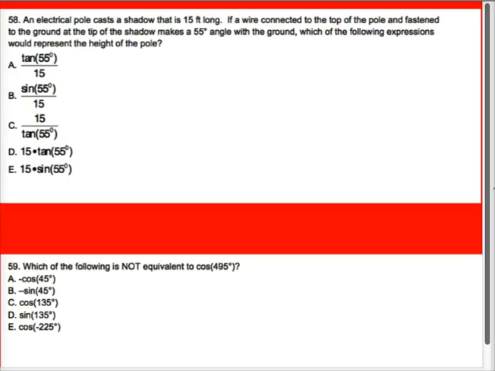All right, let's see what's happening for our next one. Here, an electrical pole casts a shadow that is 15 feet long. If a wire connected to the top of the pole and fastened to the ground at the tip of the shadow makes a 55-degree angle with the ground. So here, I'm going to draw a picture of what's happening. Here's my pole. It is creating a 15-foot shadow. Then the wire is making a 55-degree angle with the ground, and we want to know how we can express the height.